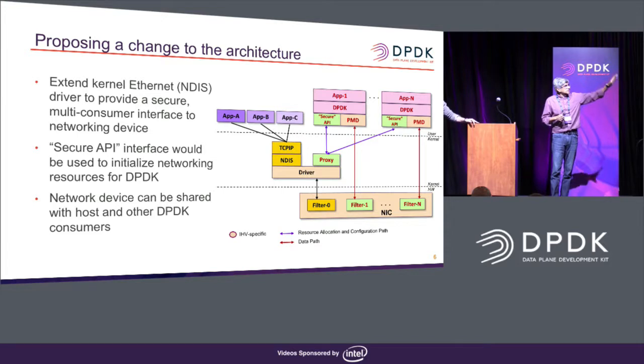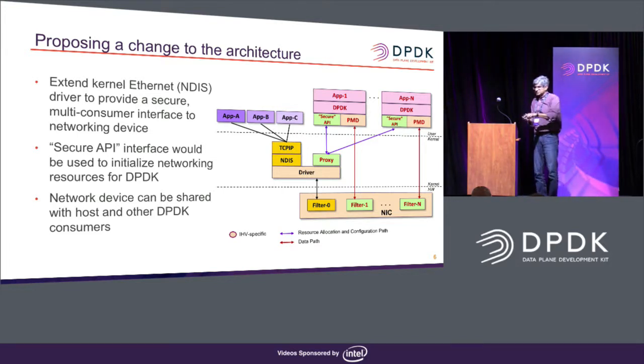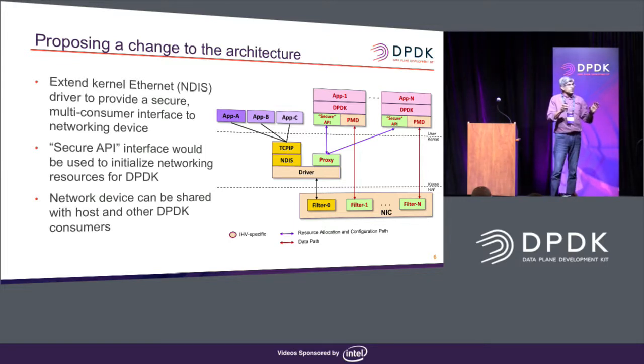On the right side is our DPDK stack. What we have done is we have added a new module here called the Secure API. Now, Omar and I were struggling to come up with a good name for it, so we were calling it a Secure API. Let's put that on there. That name is not final. We'll call it something else later.